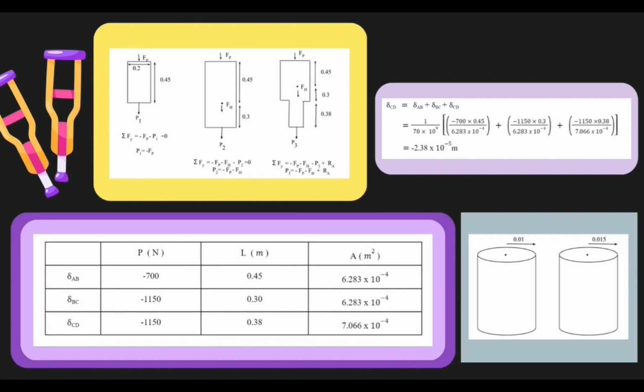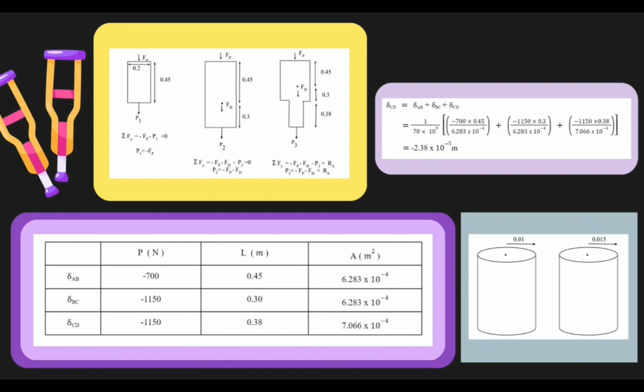After that, we need to separate it into different components. For the crutch, we separate it into 3 parts. Since we want to find the deformation of the whole crutches, we need to calculate the deformation, or delta, of every part one by one, and after that we total it. This is how we find delta.